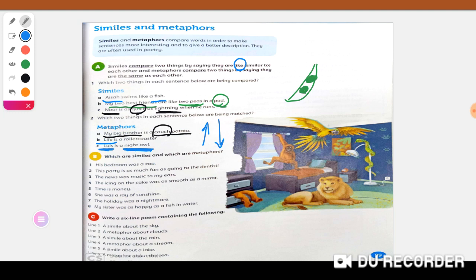Which are similes and which are metaphors? We have 8 sentences. His bedroom was a zoo. Here, do I have any like or as? No, I don't. I have verb to be. His bedroom was a zoo. So this is a metaphor. M refers to metaphor and S refers to simile. Again, M is a metaphor. S is for simile.